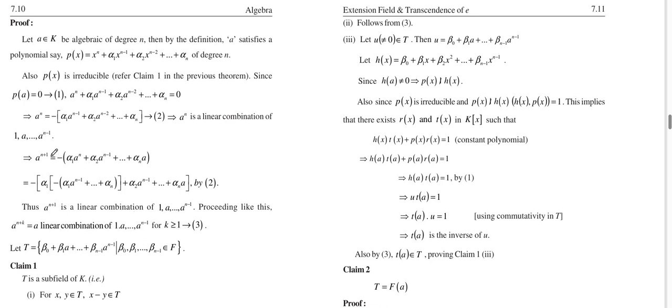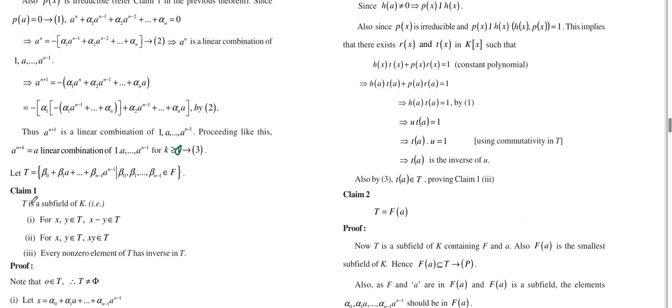Even a^n also you are getting, so k greater than or equal to 0 we can have. Now let T be the linear combination of 1, a, a square and so on up to a^(n-1). That is, it is the collection of all elements of the form β0 + β1 a and so on up to β(n-1) a^(n-1), with betas from capital F. Now first we claim that this T is a subfield of K.